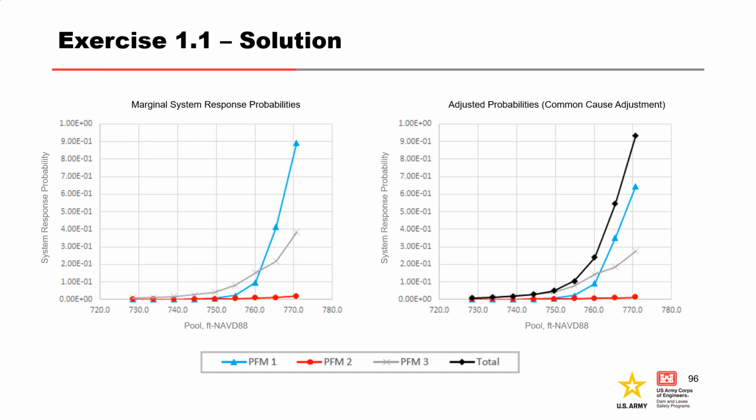Comparing the plots of the marginal system response to the common cause adjusted system response, you can see that the probabilities for all 3 failure modes have been reduced. You can also see that had we summed the marginal probabilities for the 3 failure modes at pool elevation 770.8, we would have gotten a total probability greater than 1. The common cause adjustment solves this problem, with the total becoming 0.935 after adjustment.